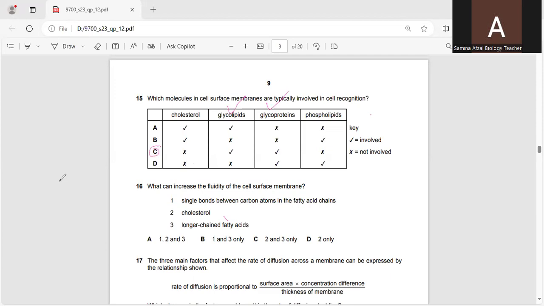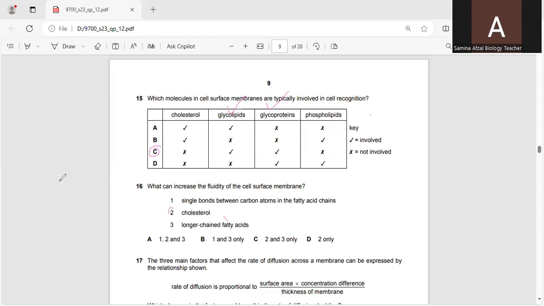And in question number 16, what can increase the fluidity of the cell surface membrane? Single bonds between carbon atoms in the fatty acid chains, cholesterol, longer chain fatty acids.